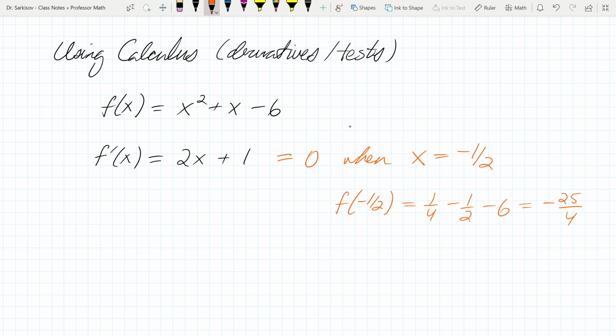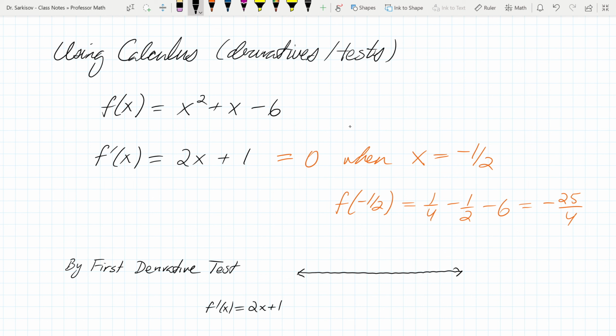Now, max or min? Let's do the first derivative test, right? So there are two options here. The first derivative test, if you remember what that is, let me show you if you forgot. You kind of construct a number line. It's like when you solve inequalities, and you're wondering, when is the derivative positive and when is it negative? So 2x plus 1, which is the derivative, right?